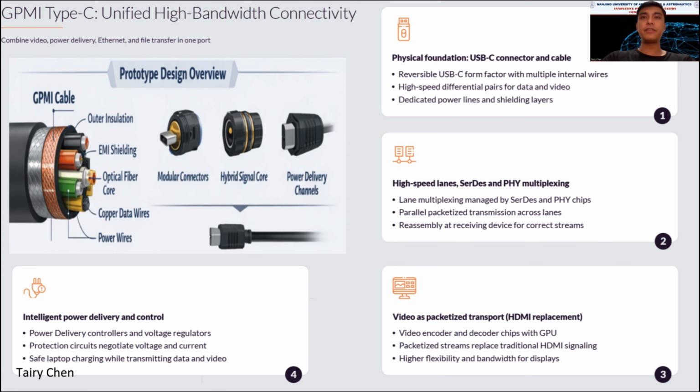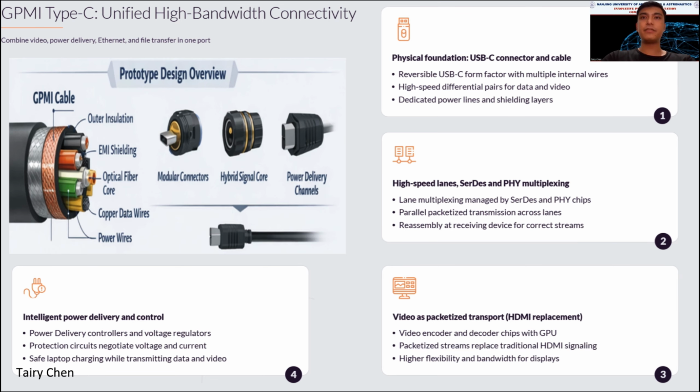This approach revolutionizes video transport. Instead of legacy HDMI signaling, GPU output is packetized, streamed over the GPMI link, and decoded at the display. This packet-based method unlocks far greater flexibility and scalability for future ultra-high resolution displays.